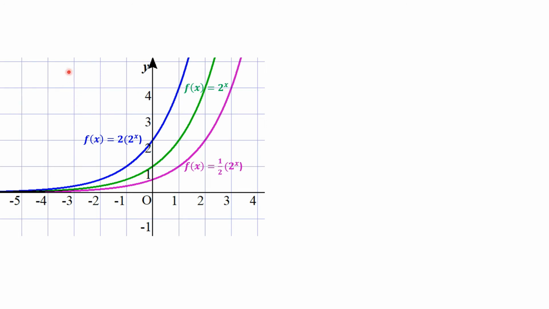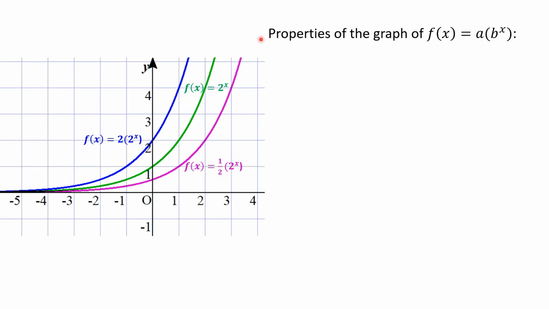So these are the graphs of the 3 equations in example 4. The blue curve is the graph of f of x equals 2 times 2 to the x. That is where a is equal to 2. The green curve is the graph of the equation with a equals 1. And the purple graph is the equation when a is equal to 1/2.